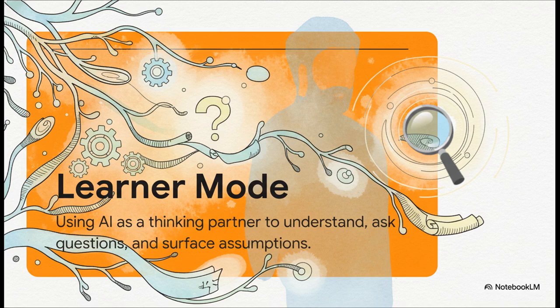Now, out of those three, the absolute most critical and probably most underused mode for intellectual growth is learner mode. This is where the magic happens. This is where your thinking actually improves because the AI helps you understand your own problems better. You're explicitly telling it, hey, don't just give me the answer. Ask me what you need to know first. Surface my hidden assumptions. It transforms the machine from a generic answer dispenser into an actual mentor.